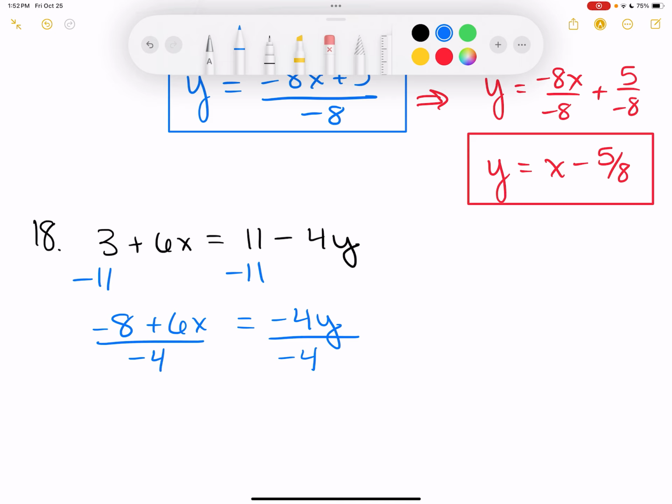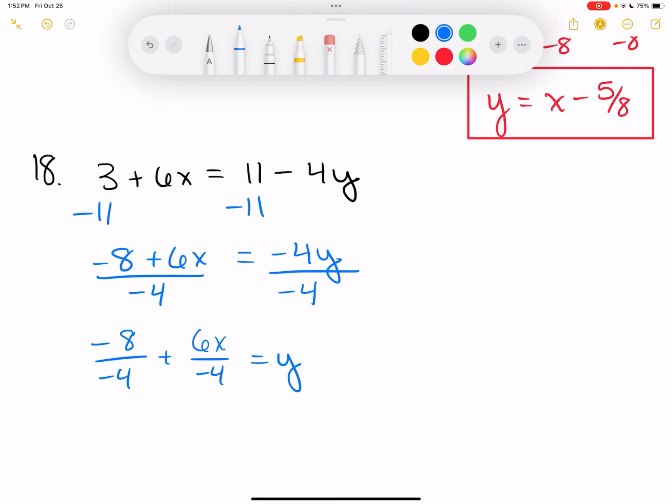Now, what are all these numbers? They're even. So what can I do? I can simplify. So, negative 8 over negative 4 plus 6x over negative 4 equals y. So what is this? 2 plus 1.5x equals y. Where'd you get 1.5? So I would just do 3 over 2, but it's actually minus. Oh yeah, I got that one.